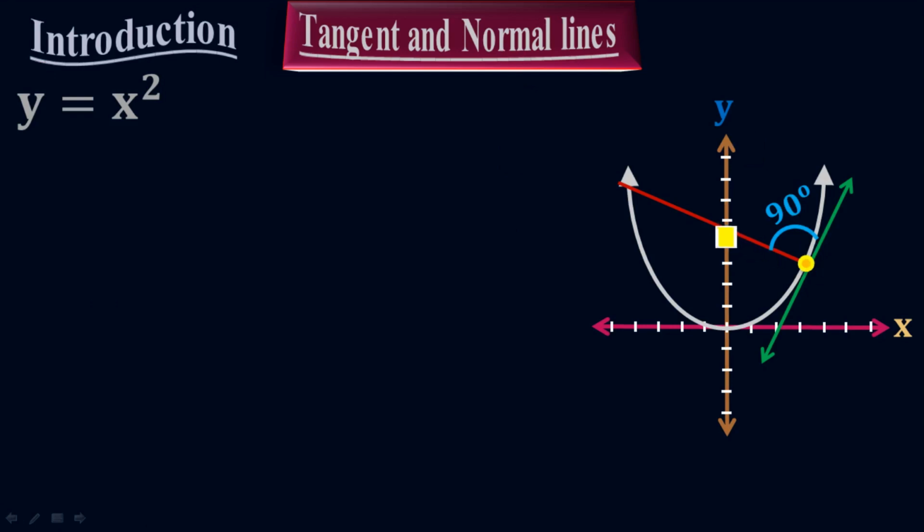But the line which is perpendicular to this tangent line, this red one, is a normal line. A normal line is perpendicular to the tangent line. It always makes 90 degrees with the tangent line.